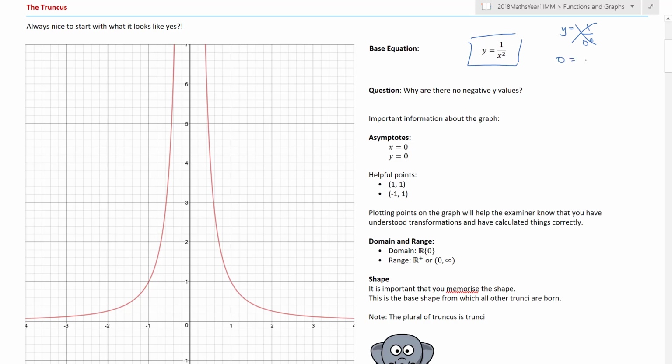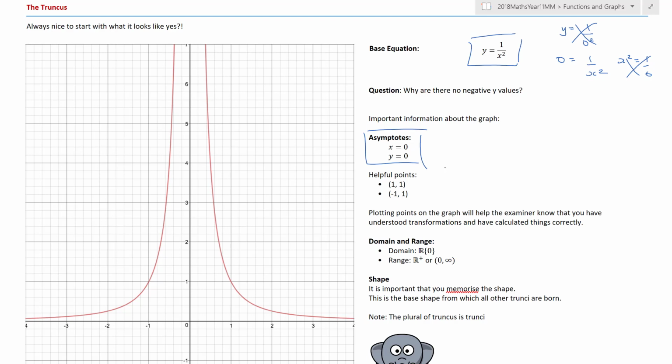Likewise, when I put y equals 0 in, because when I rearrange that, I once again end up that x squared is 1 over 0. So, because I can't put 0 on the bottom, it would suggest to me that I have asymptotes. And as we can see, yes, there we go. Ladies and gentlemen, my two asymptotes are x equals 0 and y equals 0.